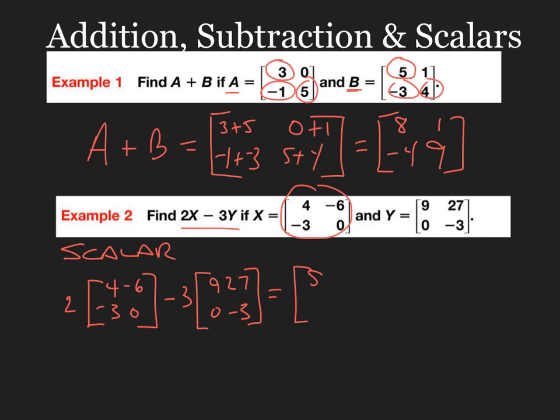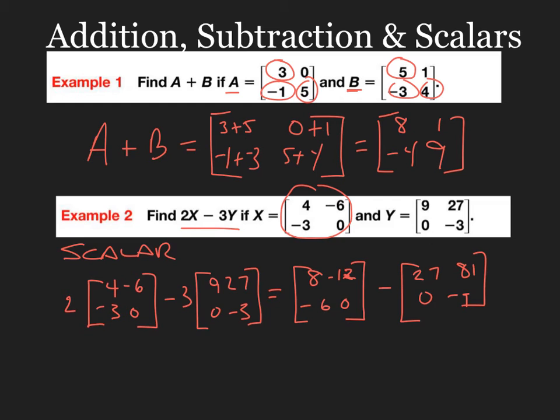So that's going to be 8, negative 12, negative 6, and 0. That's a 2. Minus, okay, 3 times 9 is 27. 3 times 27 is 81. 0 and negative 9. And I'm going to subtract them.